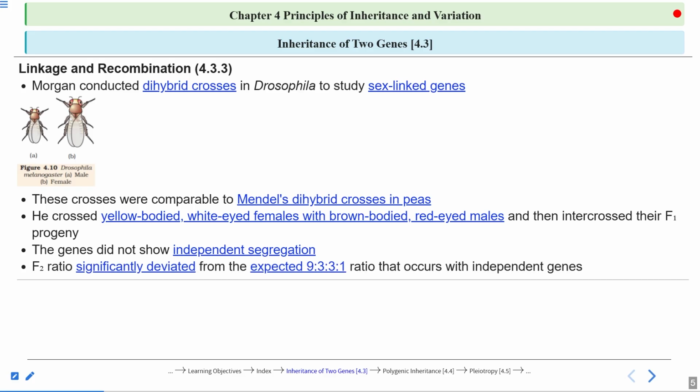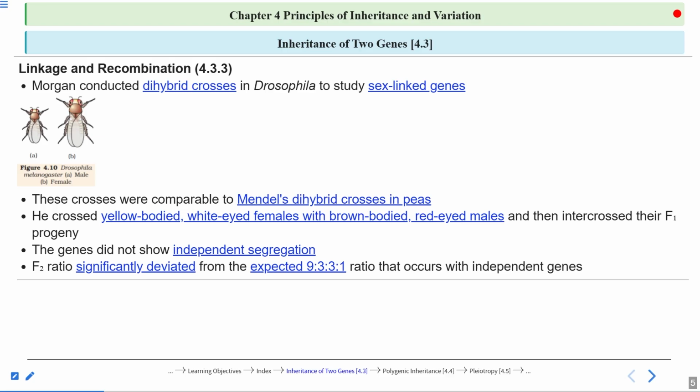And the F2 ratio significantly deviated from the expected 9:3:3:1 ratio that occurs with independent genes. So usually what happens in the F2 generation, the phenotypic ratio is 9:3:3:1. This happens when the genes are independently assorting. Okay, but here, the genes were not independently segregating.